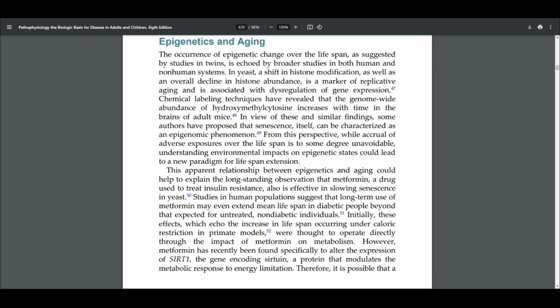The occurrence of epigenetic change over the lifespan, as suggested by studies in twins, is echoed by broader studies in both human and non-human systems. In yeast, a shift in histone modification, as well as an overall decline in histone abundance, is a marker of replicative aging and is associated with dysregulation of gene expression. Chemical labeling techniques have revealed that the genome-wide abundance of hydroxymethylcytosine increases with time in the brain of adult mice.